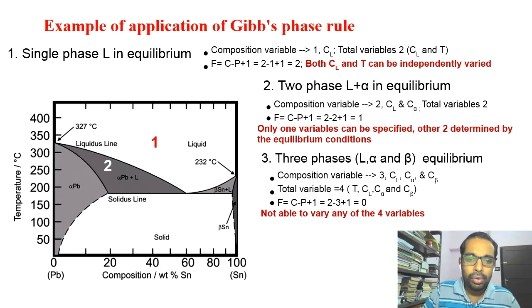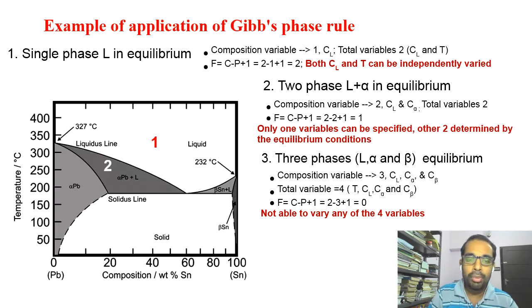Now we are considering different cases. The first one we will consider is the single phase L in equilibrium. That is the top portion of the phase diagram, which I represented as 1. In this single phase L equilibrium, since there is only the liquid phase, the composition variable will be C suffix L. So there is only one composition, that is the liquid alone, and the other variable is temperature.